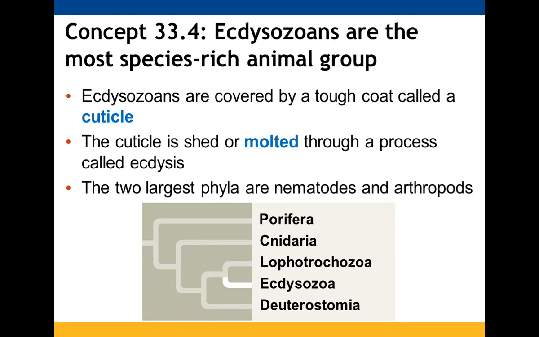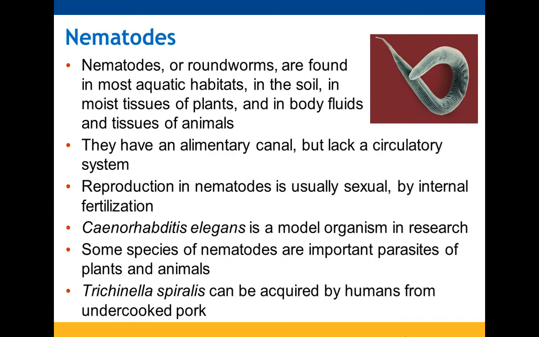Ecdysozoans are filled with many, many species. They are covered with a tough coat called a cuticle, which is shed or molted. And the 2 phyla that are most commonly discussed with the ecdysozoans are the nematodes and the arthropods.